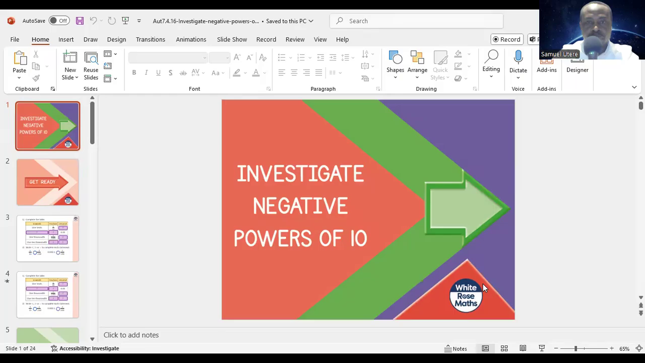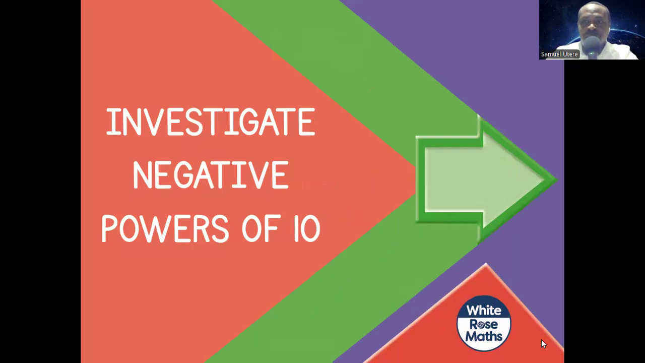Welcome to Block 4, Place Value, Ordering Integers and Decimals, Lesson 16. I'll share my screen. So, in your previous lesson, you learned how to write positive integers in standard form. In today's lesson, we're going to investigate negative powers of 10.